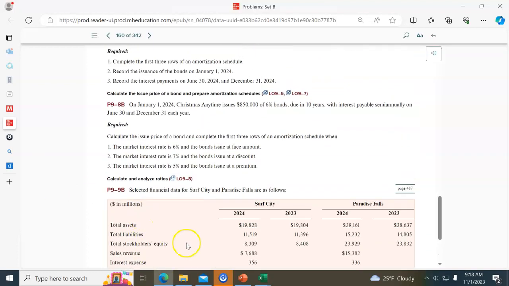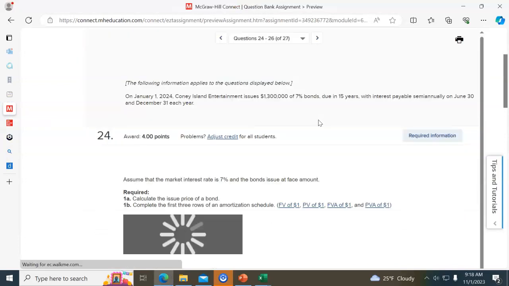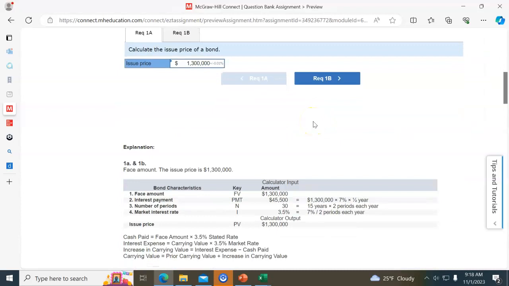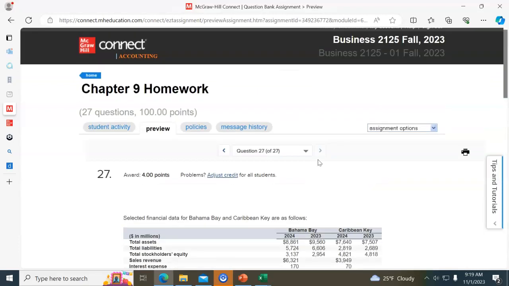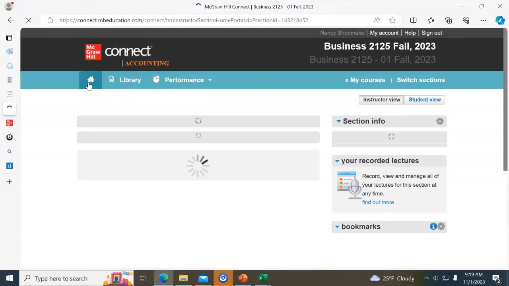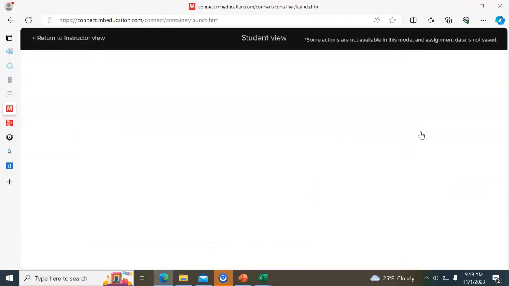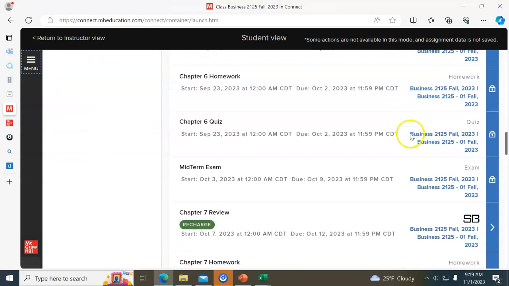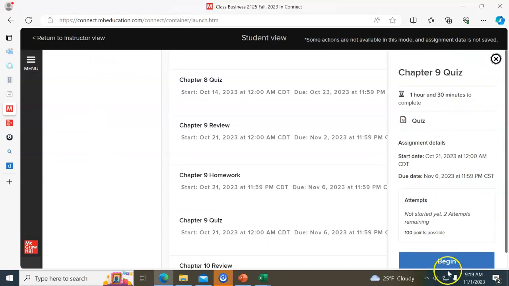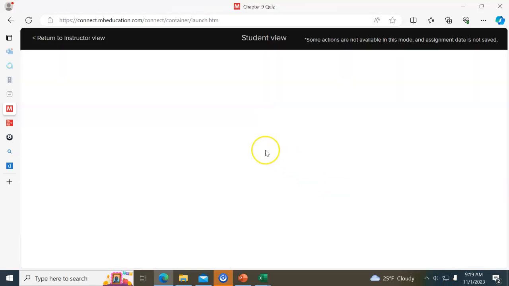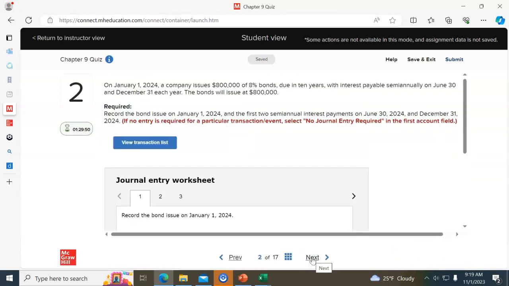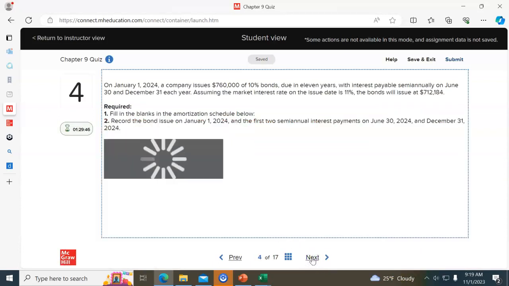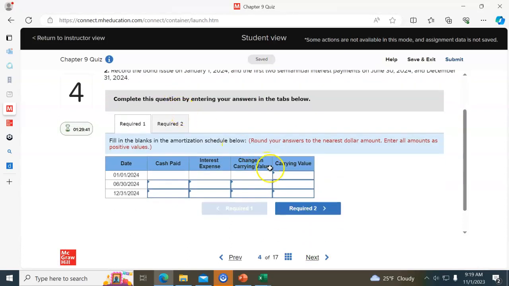Okay, let's see. We'll go back to amortization. I think what I'm going to do is look at the homework or the quiz so you understand. See, a lot of these are filling in amortization schedules. Okay?